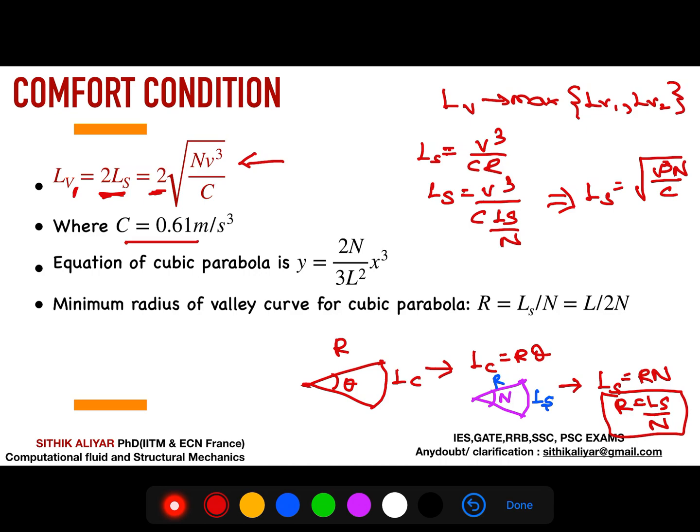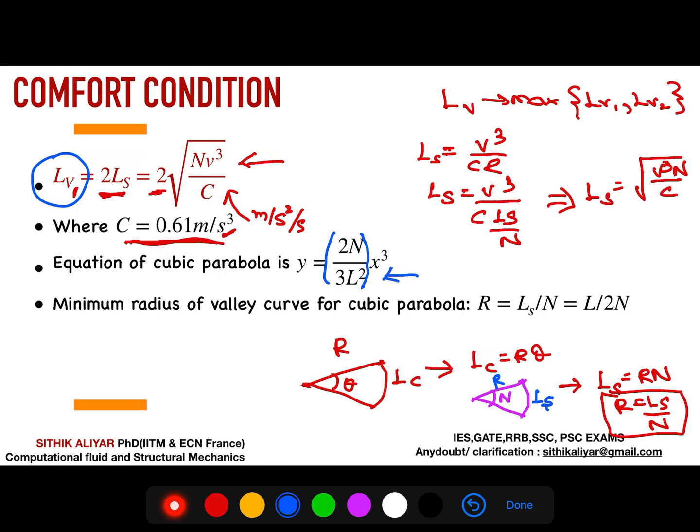So also they are asking you to maintain a constant C value. Because you know what is C, right? Rate of change of centrifugal acceleration. So you have to maintain this as a constant. That's why meter per second square per second you should maintain. So having this in mind, you can determine LV1.